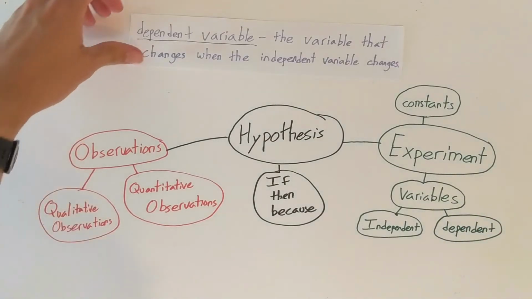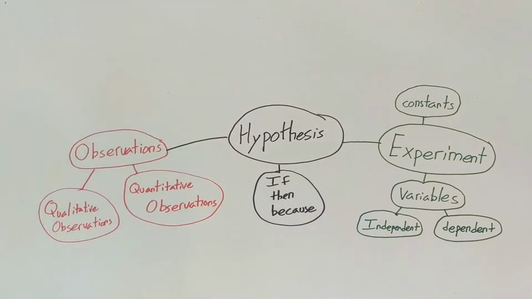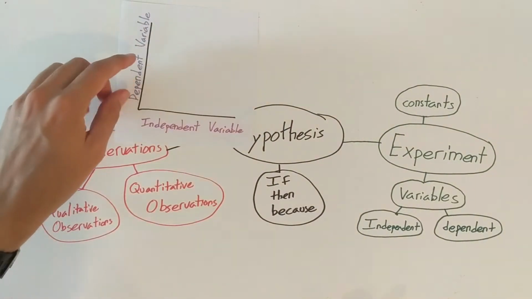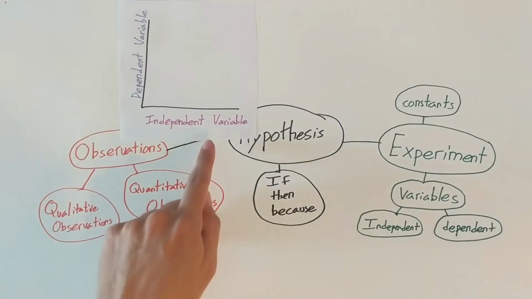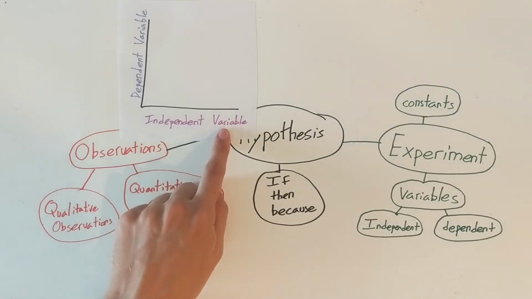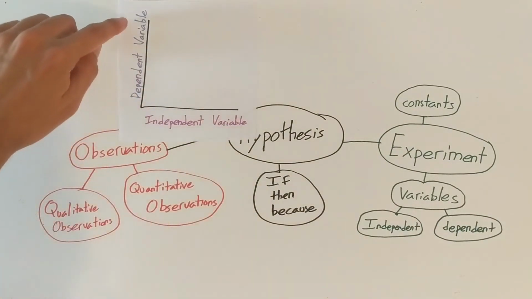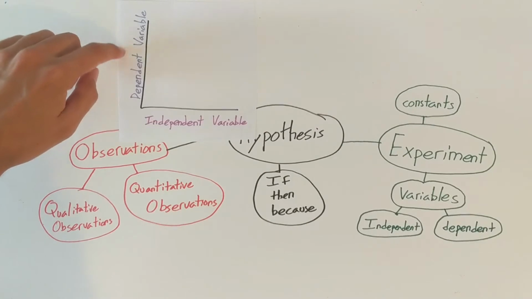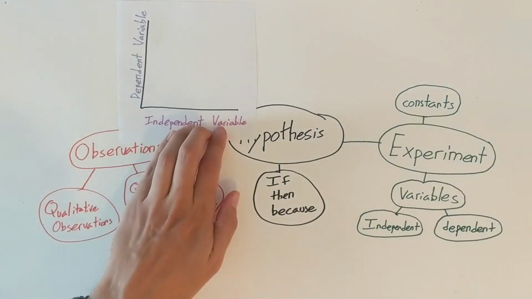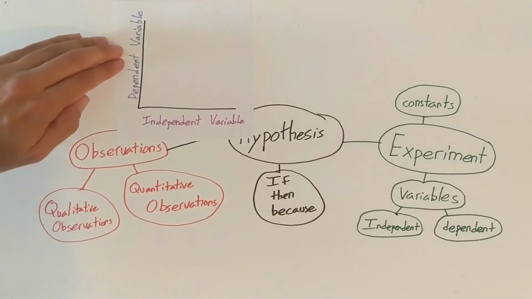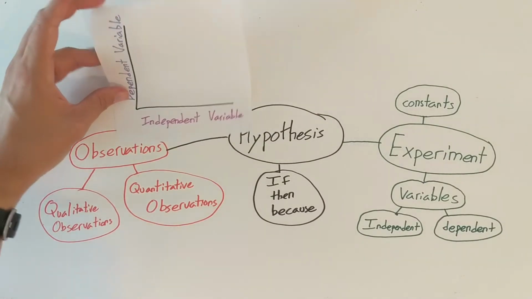So I will give some examples right now. When we plot our data on a graph, we are always going to put our independent variables on the bottom and our dependent variables on the y-axis. Let me say that again. Our independent variables go on our x-axis and our dependent variables go on our y-axis.